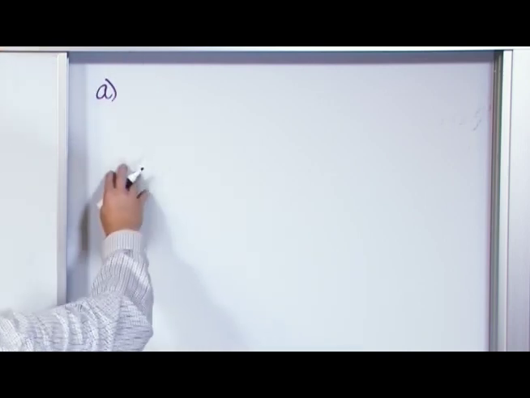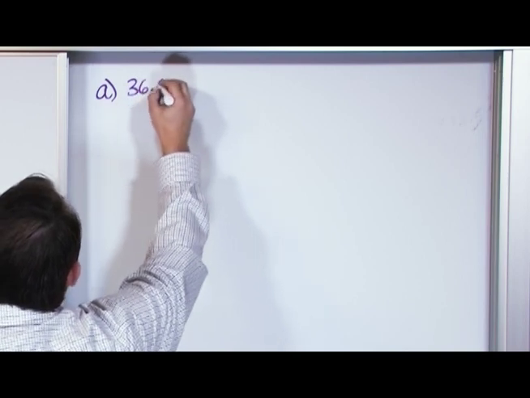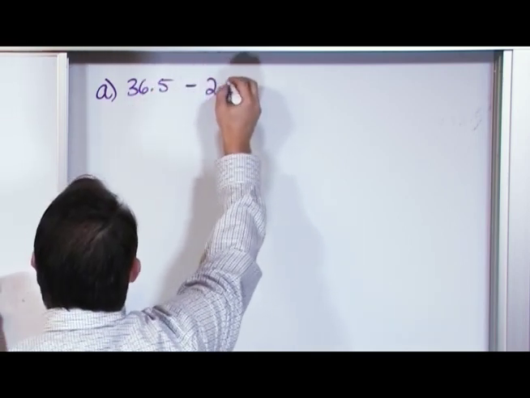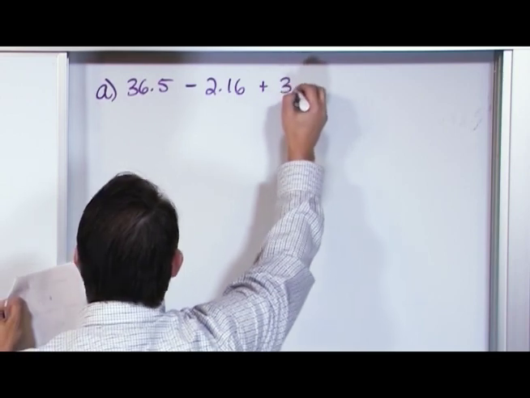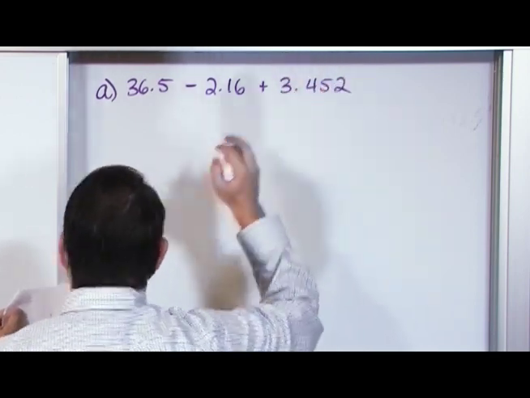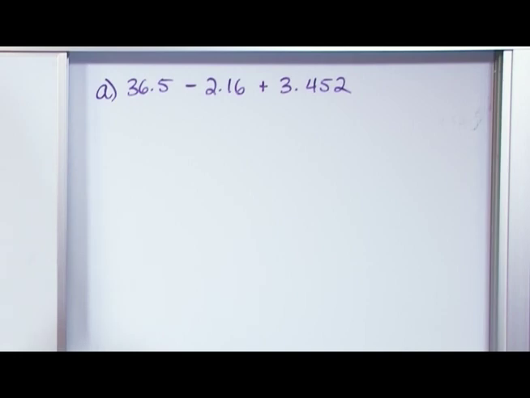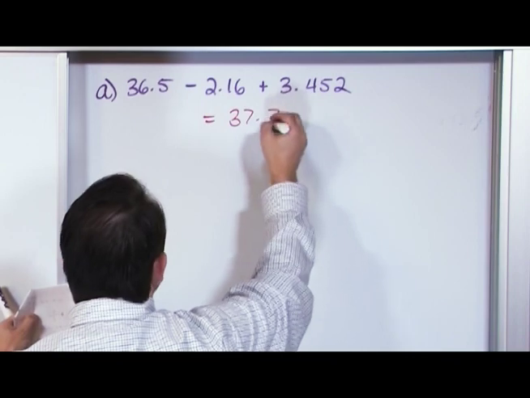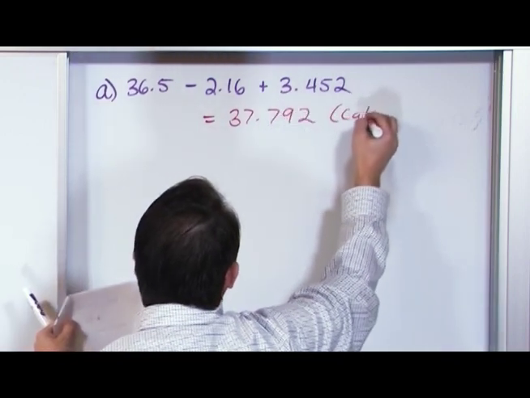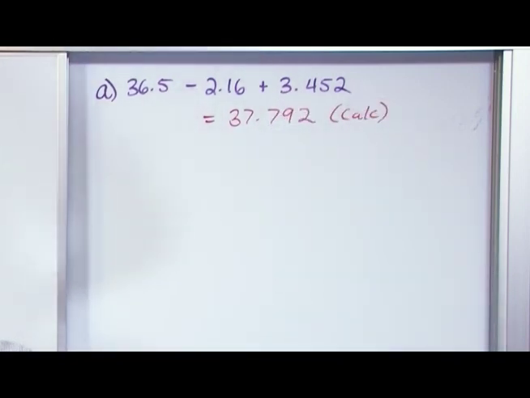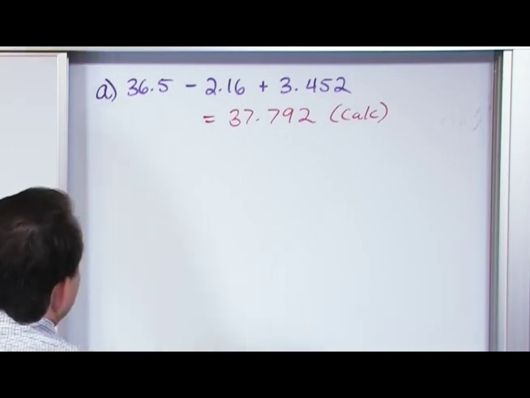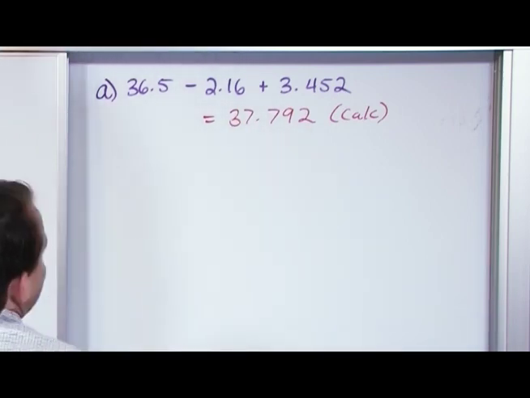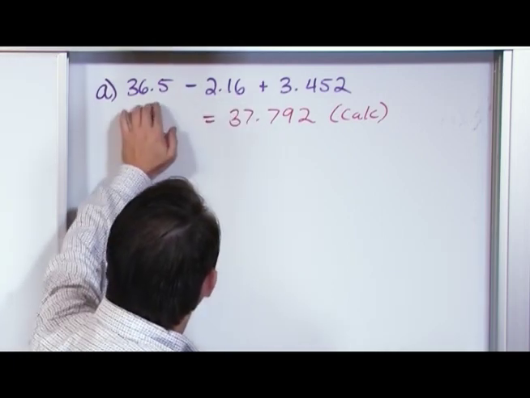Okay, now we're going to do a few actual arithmetic problems. Let's say we're doing the following calculation. 36.5 minus 2.16 plus 3.452. Now, if you actually put this in a calculator, what you're going to get is 37.792. That's from the calculator. What would be the answer that we would actually circle or write down on our homework? It's not going to be 37.792. That's just too many, especially since a lot of these numbers didn't have that accuracy to begin with.